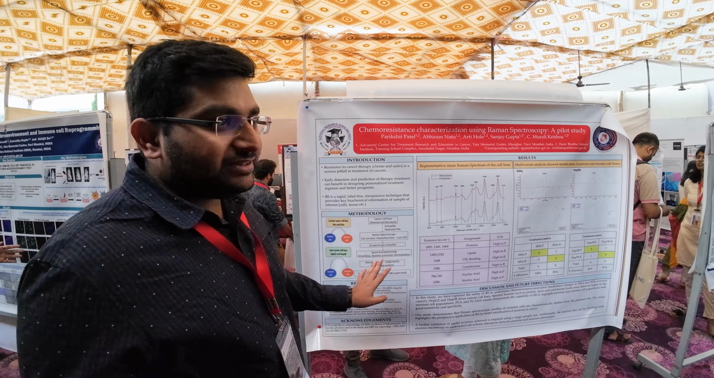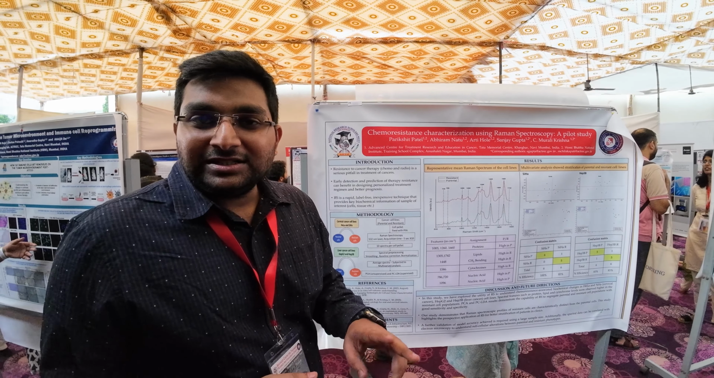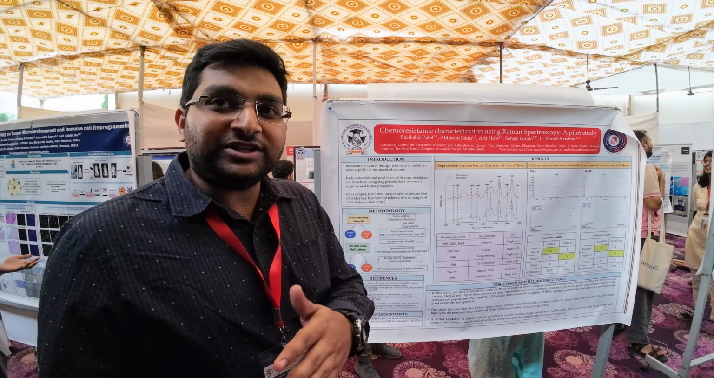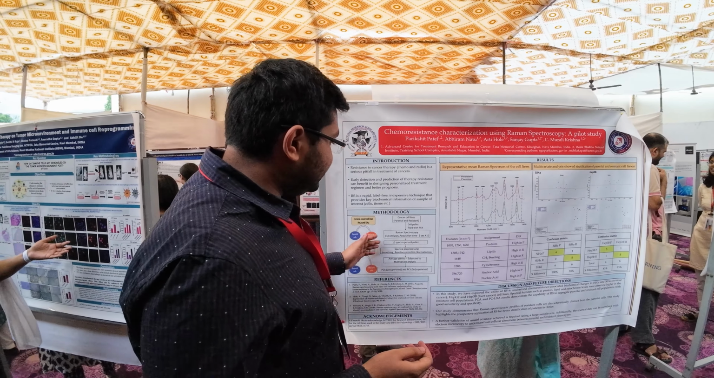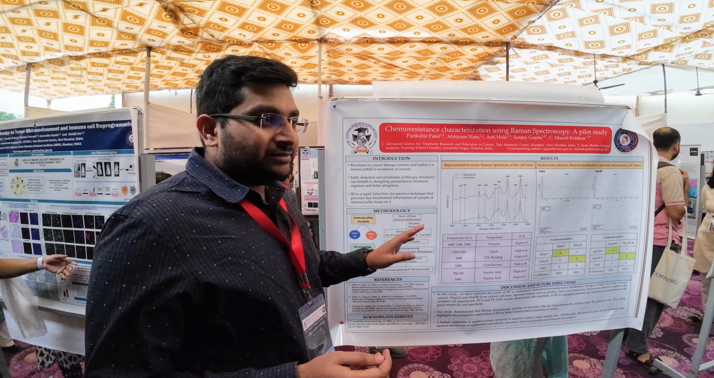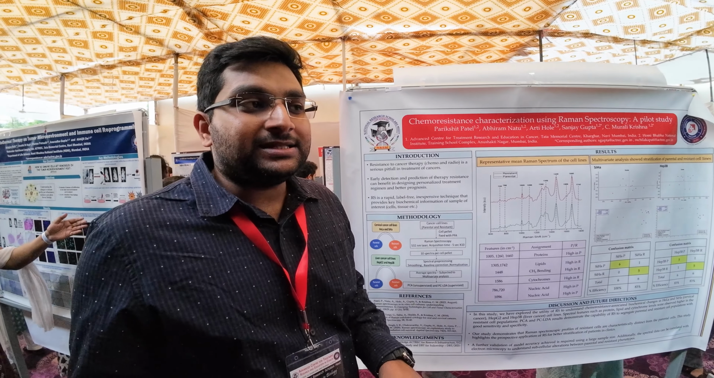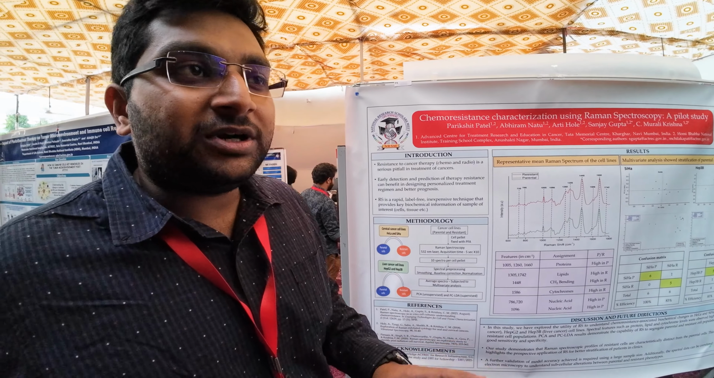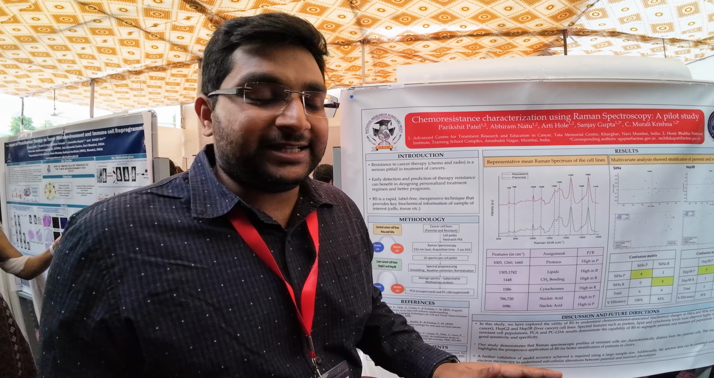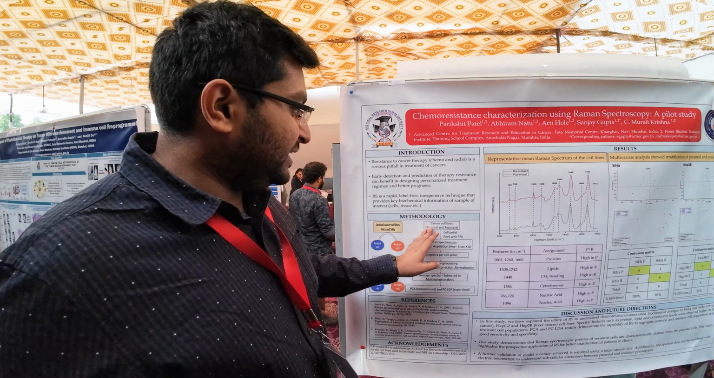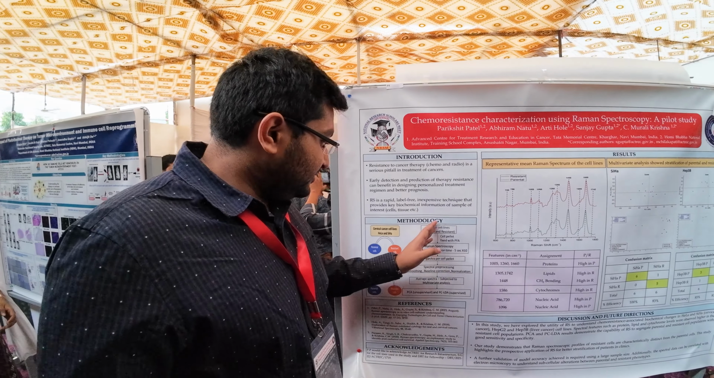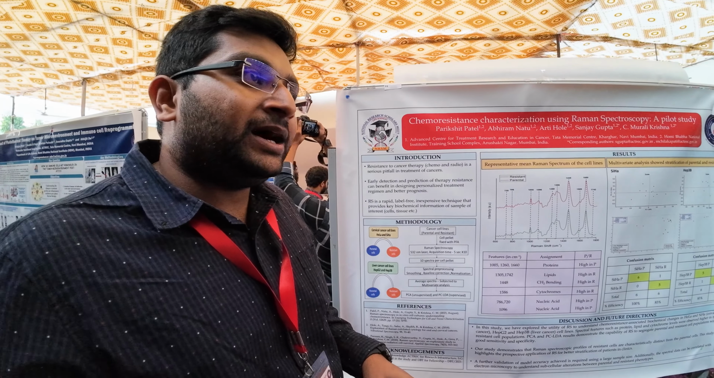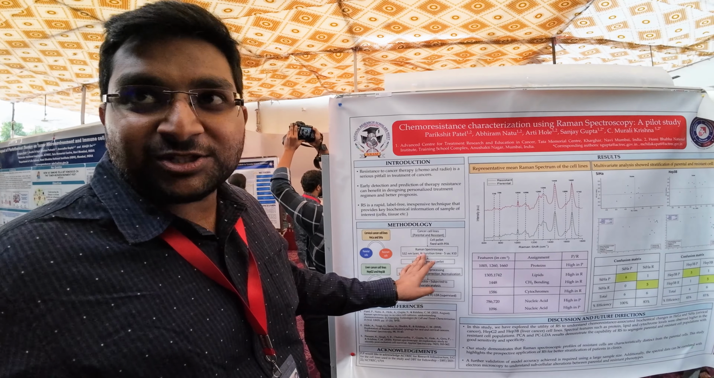In this study, we have taken two different cancer models, cervical and liver cancer. And we have taken two different cell lines of each of these cancer models. We developed resistant cell lines against doxorubicin, which is a common chemotherapy drug that is used in clinics. So we have the parental and resistant cell lines. Then we fix the cells, pellet them down, and record the Raman spectra.